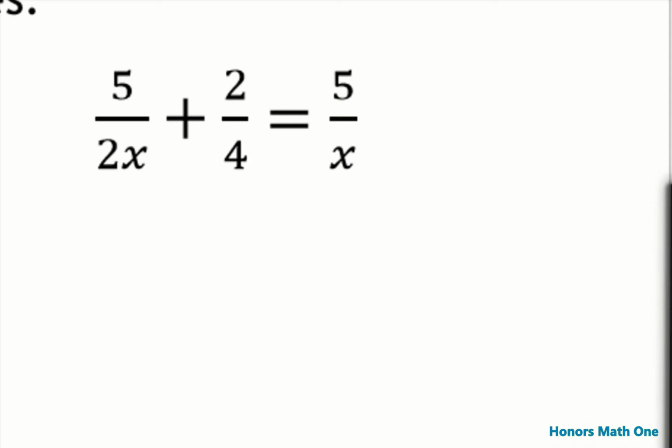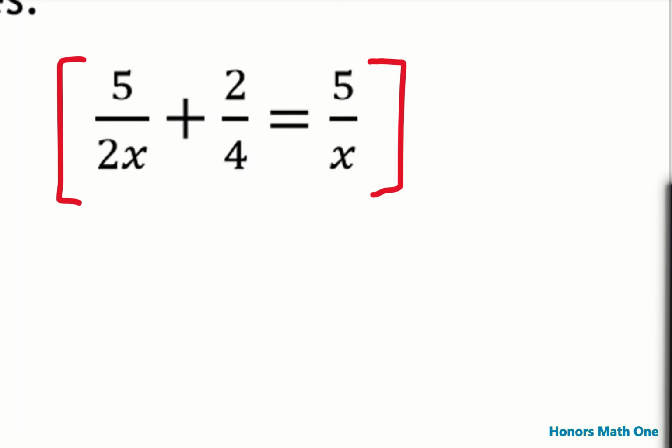Big idea is, of course, if you have equal things and you multiply by equal things, you get equal things. And the idea here is that I want to multiply this entire equation through by a value such that all of these fractions would be busted up.